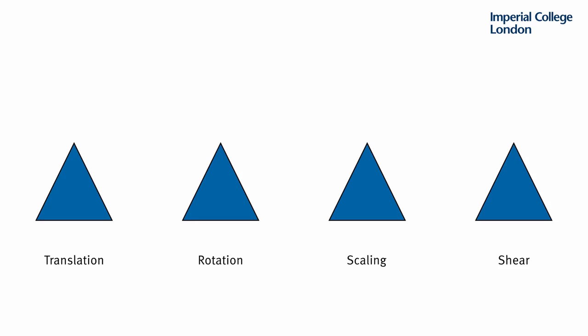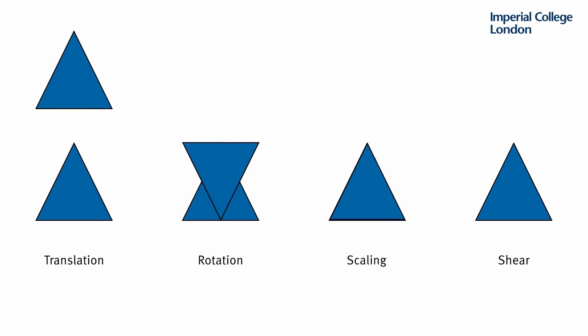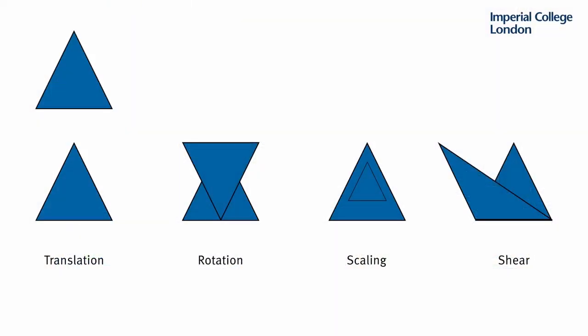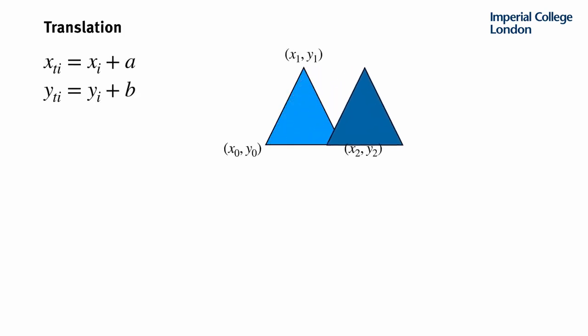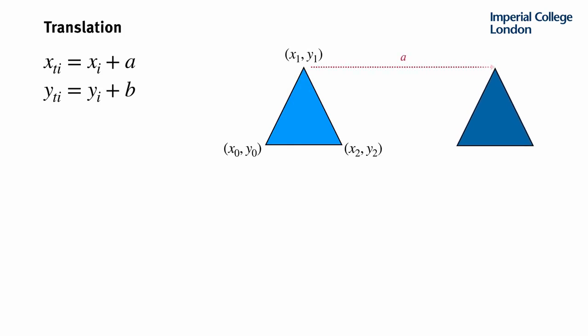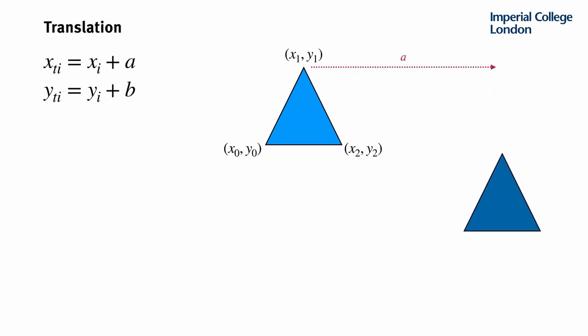We can perform translation to move an object, rotate it, scale it, or shear it. Let's look at each of these in more detail. We can translate an object to another location by adding or subtracting each vertex coordinate with the x, y displacements, in this case A and B.